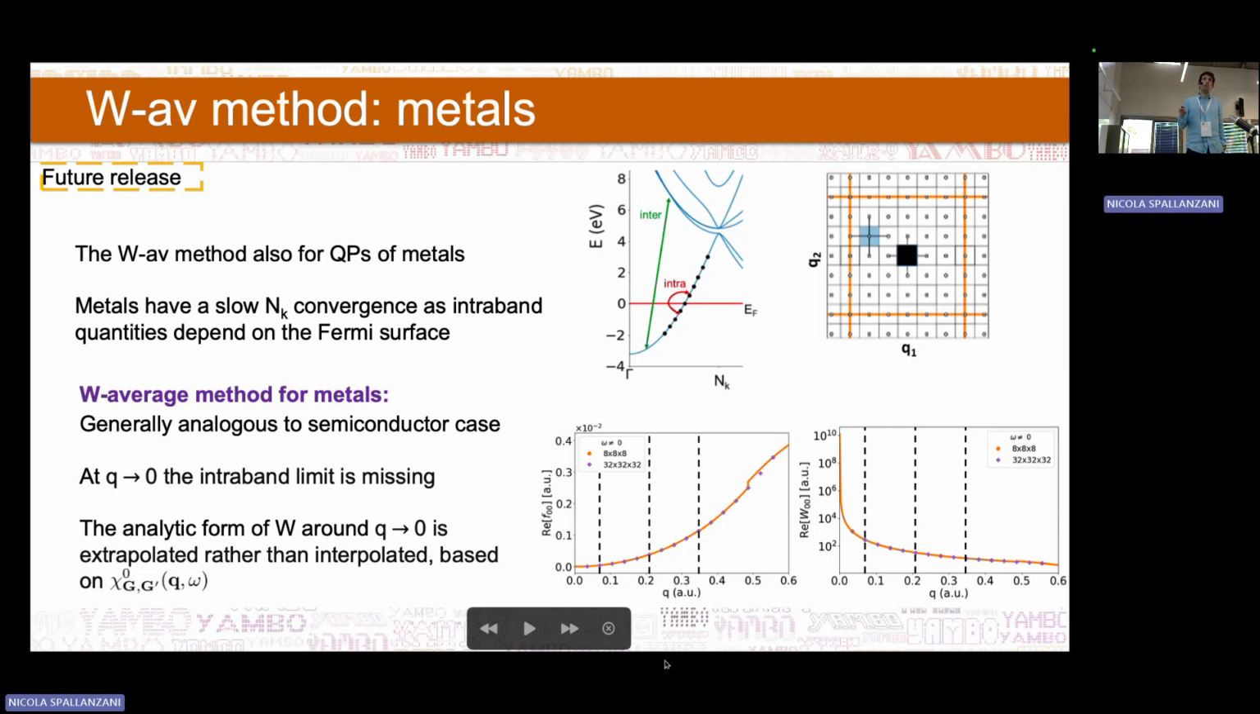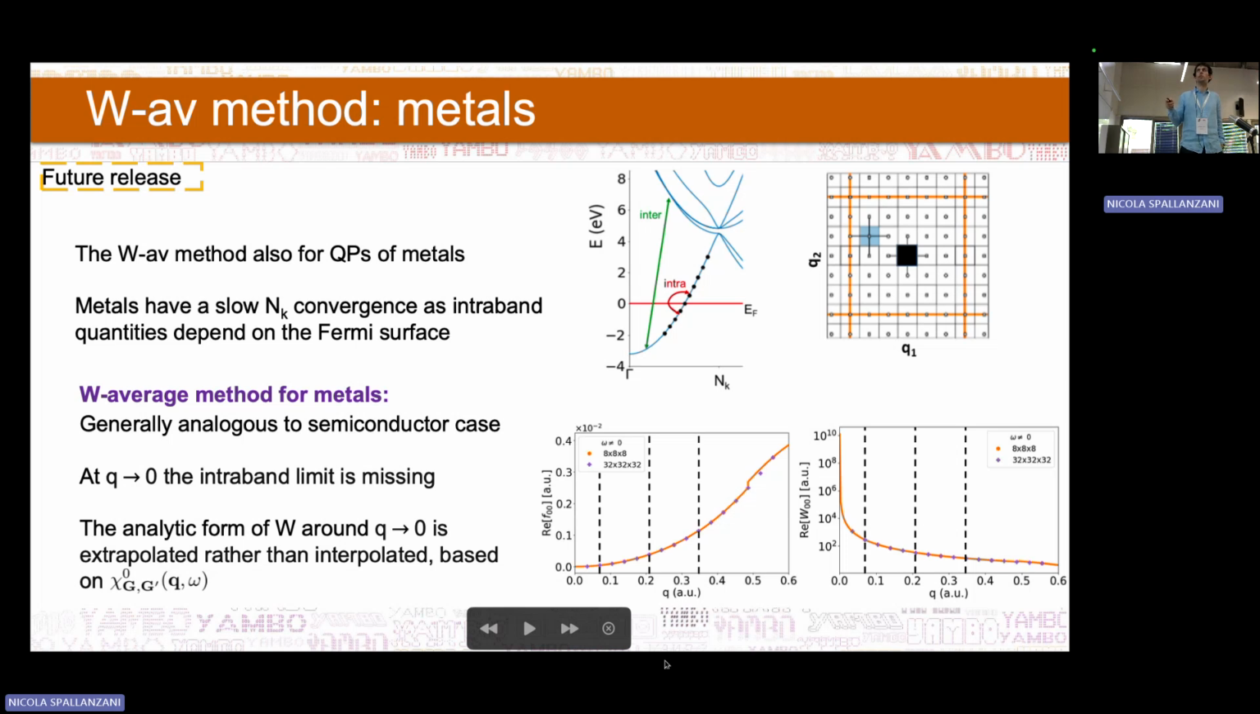Even in metals, there is a problem of the dependence on the k-point grid, and this can be understood by looking at this plot here. If you remember, when you compute the dielectric function, you need to consider all the transitions from the valence to the conduction bands. And in Yambo, there is no problem considering all of them at finite momentum.